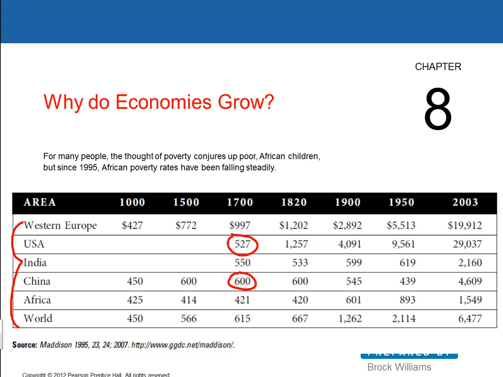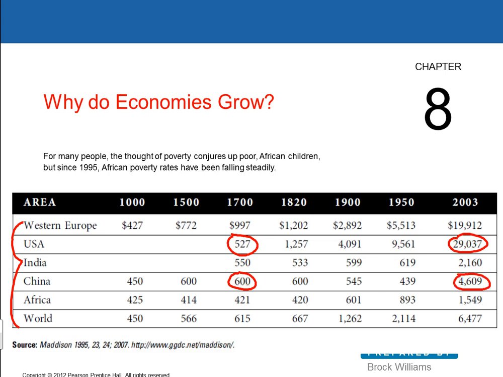But I'm going to pick on two countries here just to show you the difference in what happens when you have different rates of growth and output. So let's just pick on USA and China. We have $527 per capita GDP in 1700, and then in 2003 we have $29,037 per capita GDP in the USA. Then in China in 1700 we had $600 per capita GDP, and then in 2003 we had 4,609.